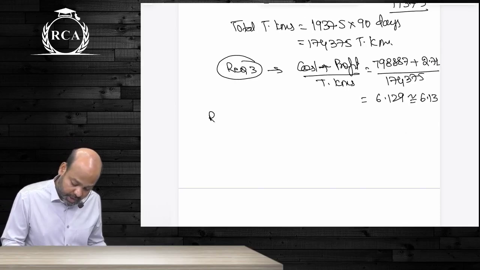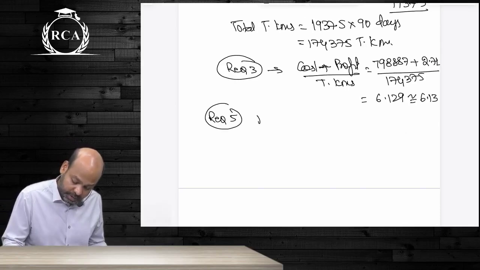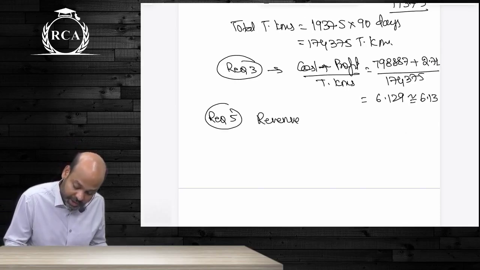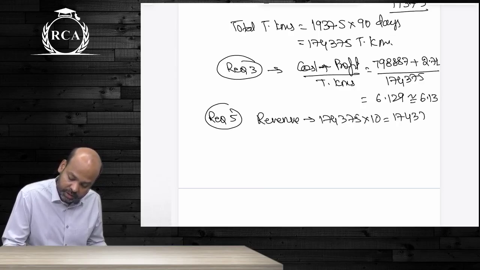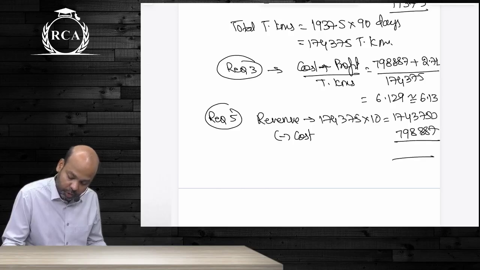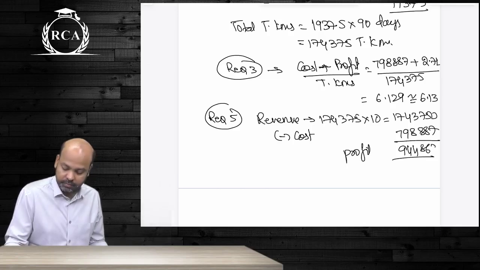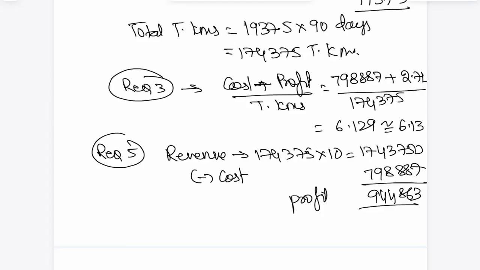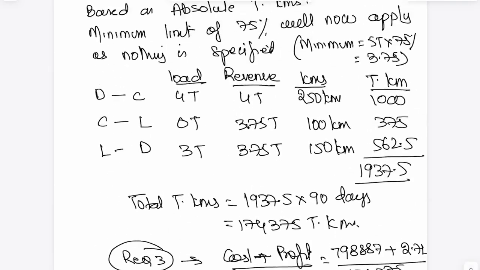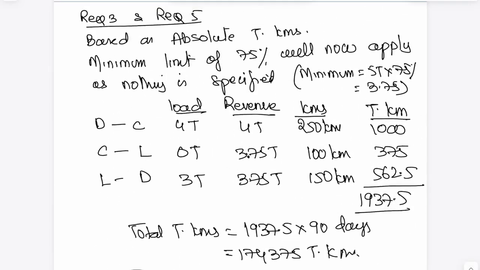Profit based on the current rate. Requirement 5, guys. Revenue, guys, will now become, are we not charging 10 rupees? यहाँ पे कोई diesel reimbursement नहीं, कुछ नहीं. 17,43,750. Cost 7,98,887. Profit हो गया, guys. 944,863. Are you getting the point better? अच्छा है ना ये bit भी? Do it, guys.